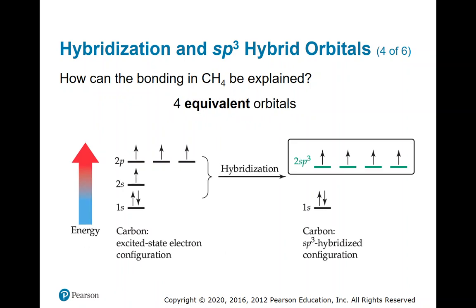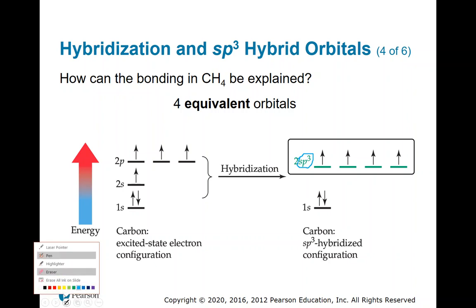So what we need to invoke is the concept of hybrid orbitals. And so what happens is we start with this excited state electron configuration of carbon with a 2s orbital and 3 2p orbitals, each half occupied. And what we're going to do is we're basically going to combine our p orbitals and our s orbitals into 4 new orbitals that are different from the atomic orbitals 2s and 2p. So since these orbitals arise from the combination of an s orbital with 3 p orbitals, we refer to them as sp3 hybrid orbitals.